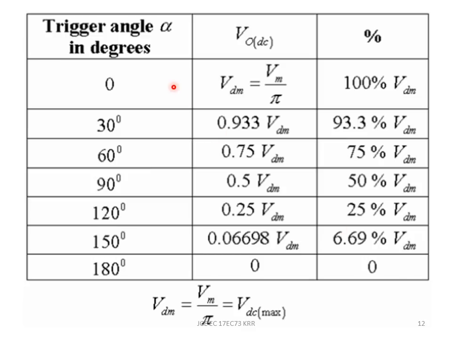So what we note here is as alpha increases from 0 to 180 degrees, the output voltage is going to decrease from the maximum DC voltage to a 0 value. If you look at the graph, as alpha moves towards the right, that is, going from 0 to 180 degrees, the output voltage is going to decrease. Or as alpha increases, output voltage is going to decrease.